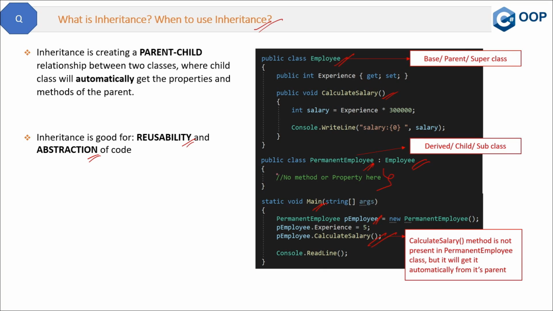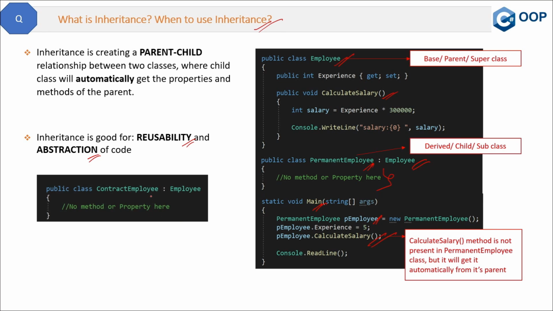For example, suppose tomorrow you get a new type of employee and that is a contract employee, then you can again derive from the same base class Employee for getting the base class methods and properties. So you are basically at the same place with one piece of code, you are using it at two places, two derived classes. If you do not use inheritance, then you have to remove this base class. If you are not using this Employee base class, then what will happen?